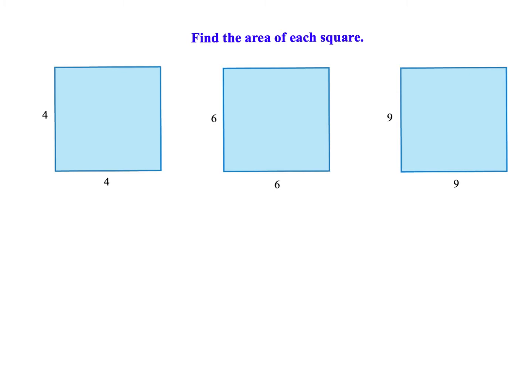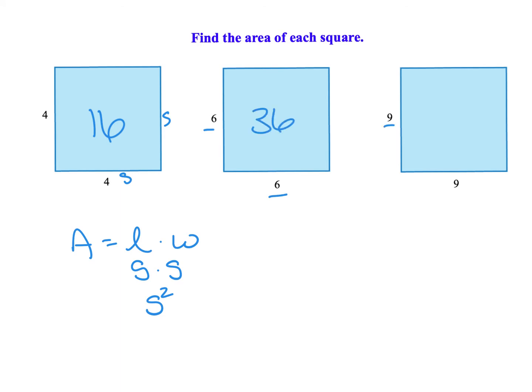So if we look at these squares, we're going to find the area of each square. To find the area of a square, we do the length times the width. In this case, because it's a square, we're going to call this a side and this a side because they're the same length. So we do side times side, or side squared. So 4 times 4 would give us 16. 6 times 6 would give us 36. 9 times 9 would give us 81. So this would be 6 squared, this would be 4 squared, this would be 9 squared.